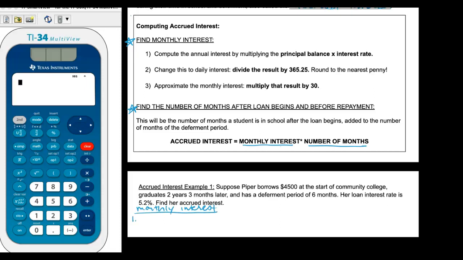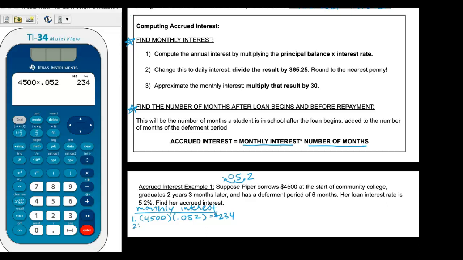So step 1, I compute the annual, so it's yearly interest by multiplying the principal balance, so that's the $4,500, that's the amount borrowed, times the rate as a decimal. So the 5.2%, I'm just going to take the percent sign and drop it and move the decimal 2 spots to the left, put a placeholder 0. So multiply 4,500 by 0.052. Okay, so 4,500 times 0.052, and that gives me $234. So that's the annual interest.